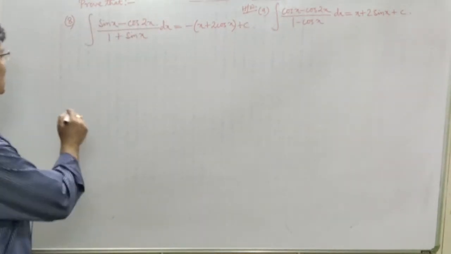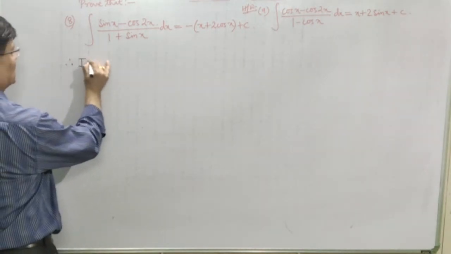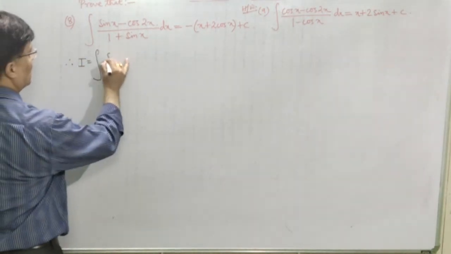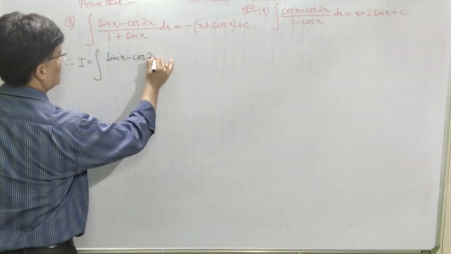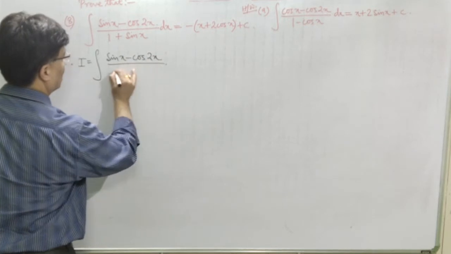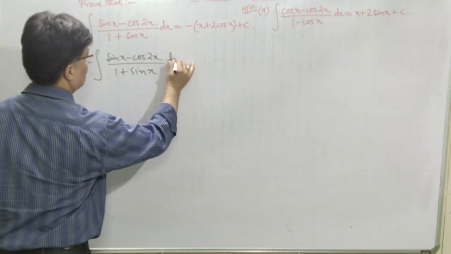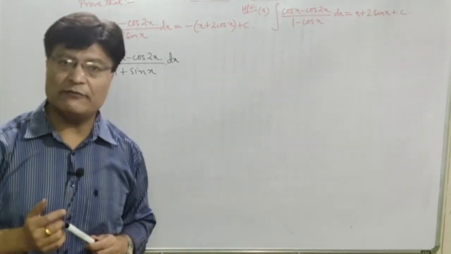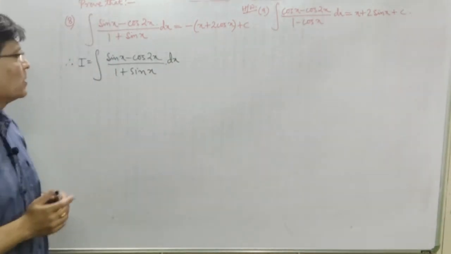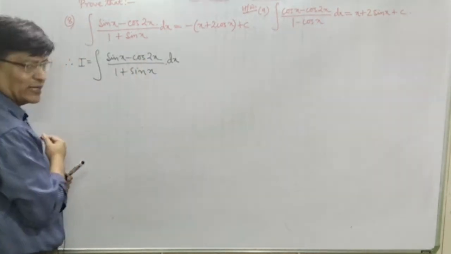Okay. So let us prove it first. Number 8. Let us write I is equal to left hand side, that is integration of sin x minus cos 2x divided by 1 plus sin x dx. So in this case also you have to simplify the given expression. Okay. So now here in this case you can use the formula of cos 2x.